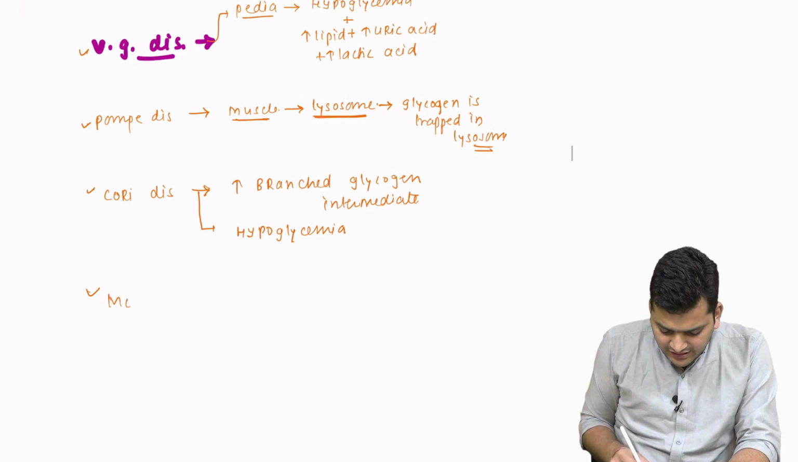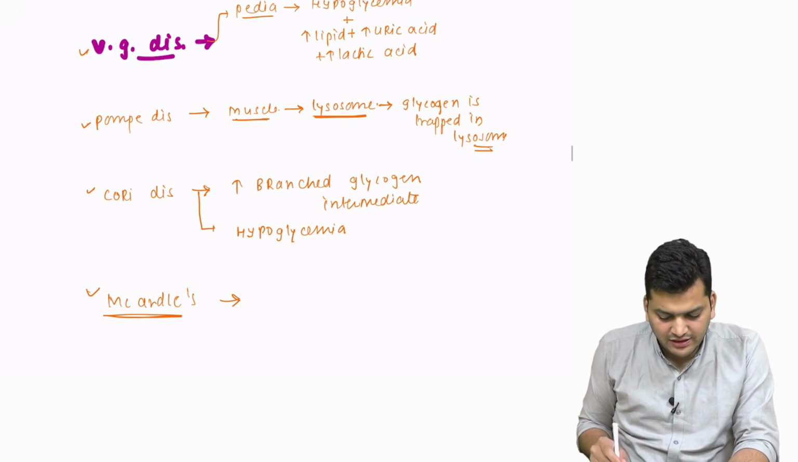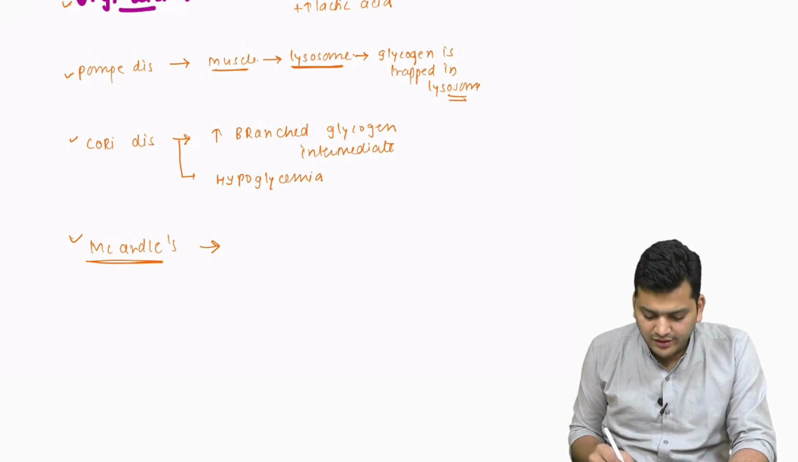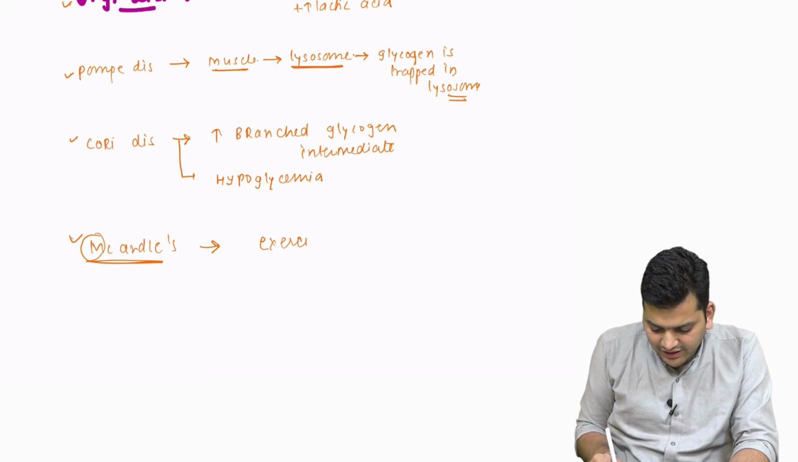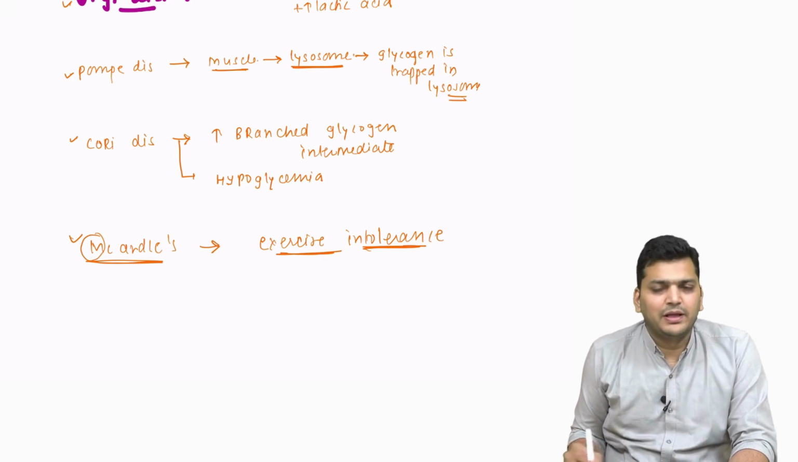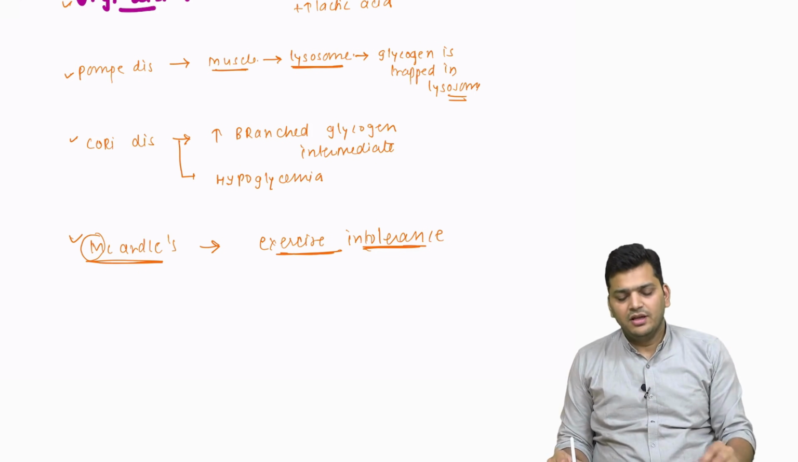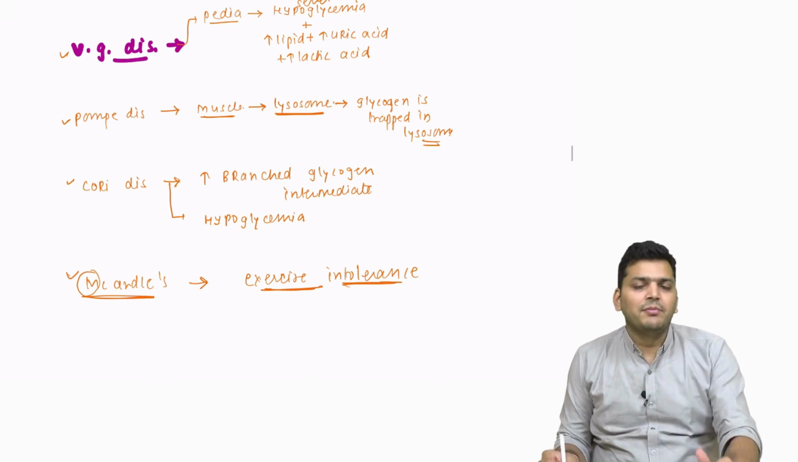The next one that they generally ask is McArdle disease. That is due to deficiency of muscle glycogen phosphorylase. How are we going to make a diagnosis? It is related to the muscle. So they will say that the patient is having exercise intolerance. Whenever the patient is doing exertion, he is having severe muscle pain. He is having exercise intolerance. The moment you see this, that is going to be McArdle's.